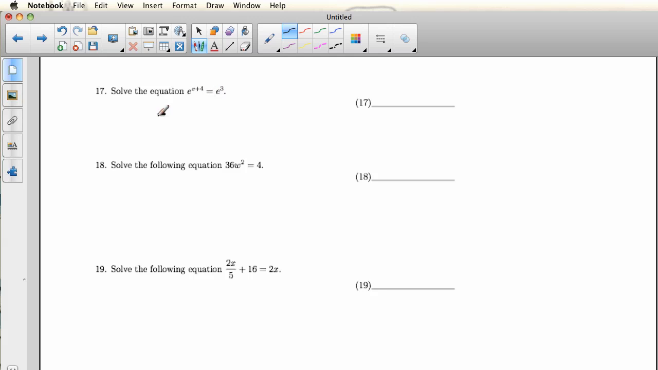In 17, we have our exponent already isolated, and both sides are exponentials with the same base, and so therefore I know that the exponents have to be equal. And the only way that can happen is if x is -1.